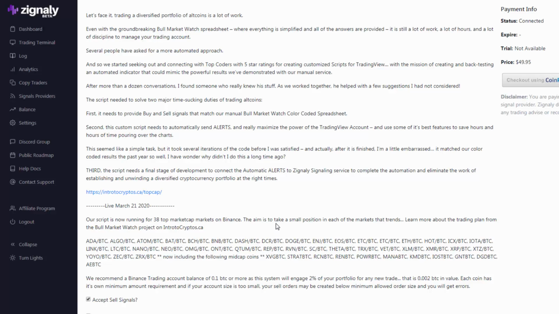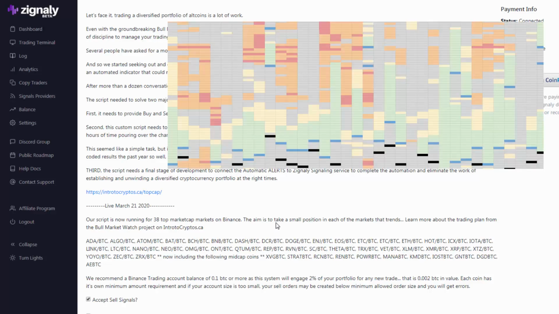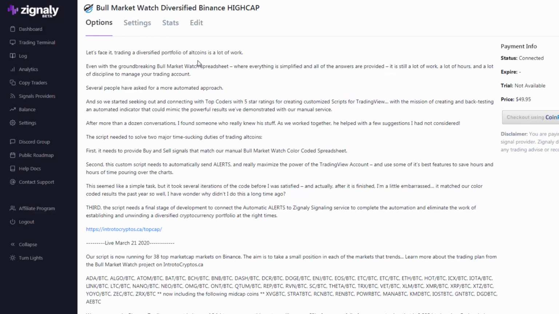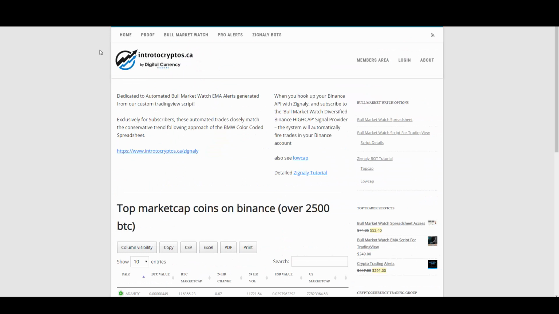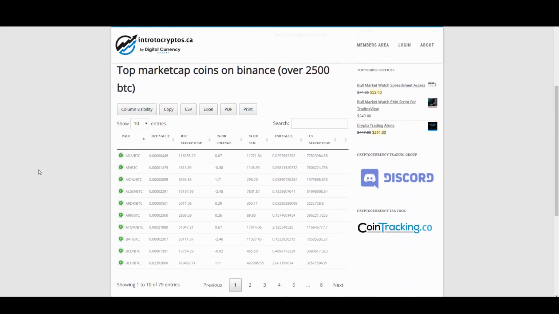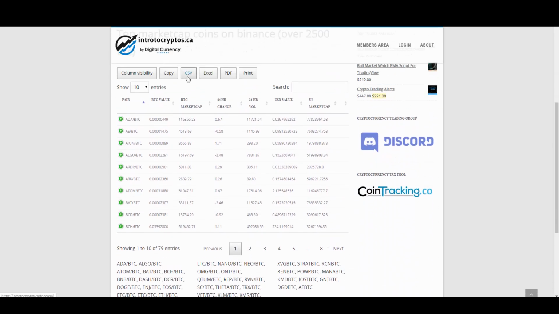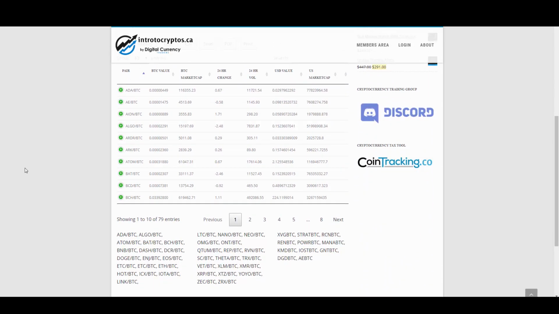And it is copying pretty much what the color-coded Bull Market Watch spreadsheet is doing, with a few variations, and you can read more about it here. As you click on the link on the page there in Zignaly, it'll bring you over to the details here. The Zignaly bot runs the top cap and the low cap coins now, and this is a list that you can export by CSV, and you can download this data. Here is a list of all of the coins that are included in the bot right now. I think this is up to date.